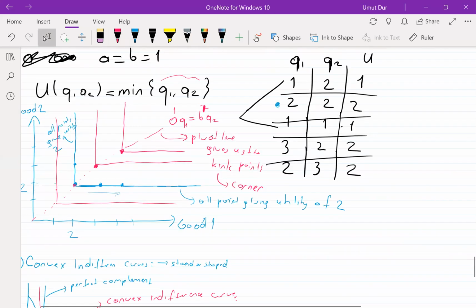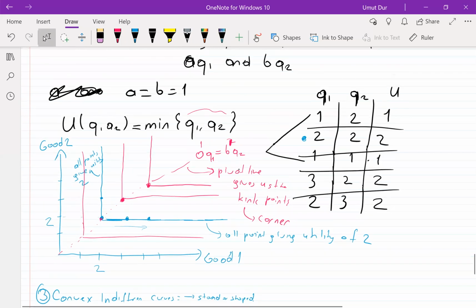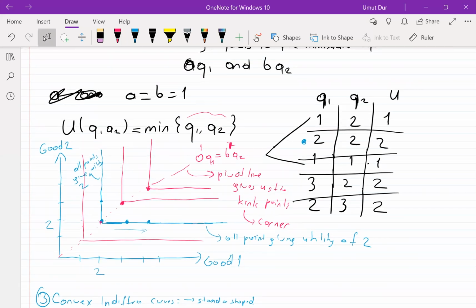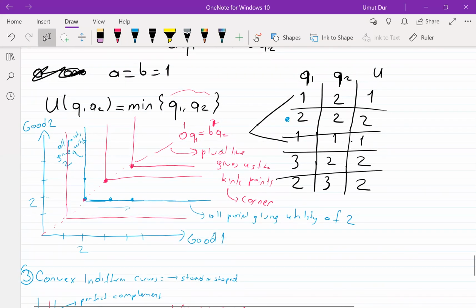So let's turn back to these right angle indifference curves, this minimum function. Let me ask you one point here. What is the marginal rate of substitution at this point, at point x? What is MRS at x?